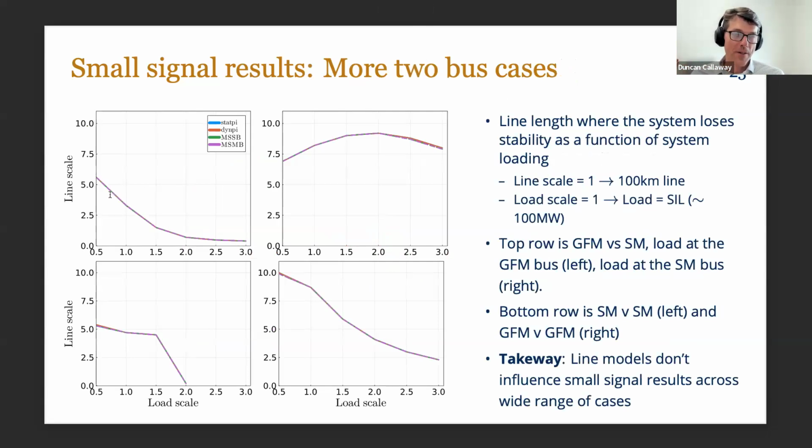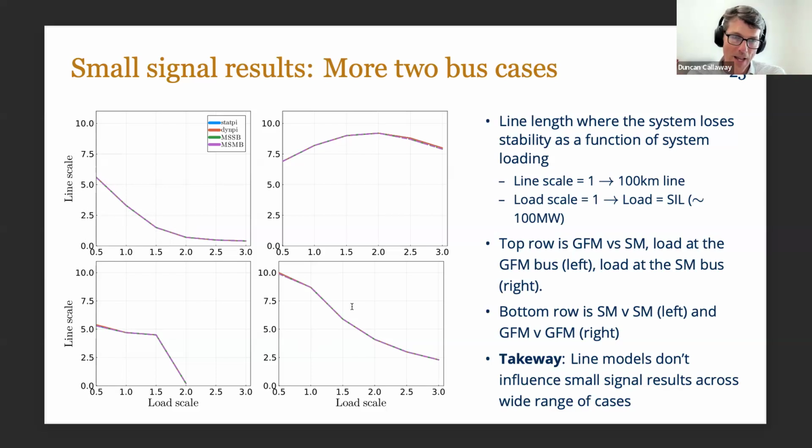This chart is just showing you the difference in the stability boundary. So again, the key thing that I really wanted to understand in this case is, do we get different stability conclusions for that dynamic pi model versus the higher fidelity multi-segment single branch or multi-segment multi-branch models? There's not a whole lot to see here in that all of the lines are on top of one another. This is giving us a stability boundary as a function of how long the lines are in the system versus how heavily loaded it is. Anything down and to the left would be stable, anything up and to the right would be unstable.